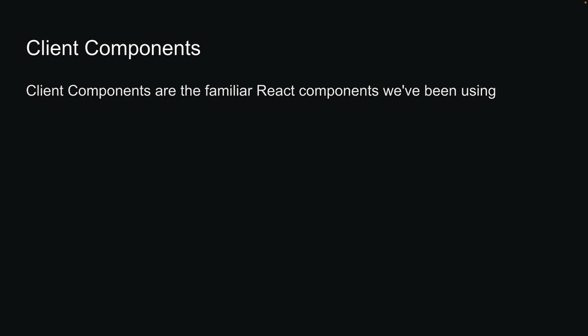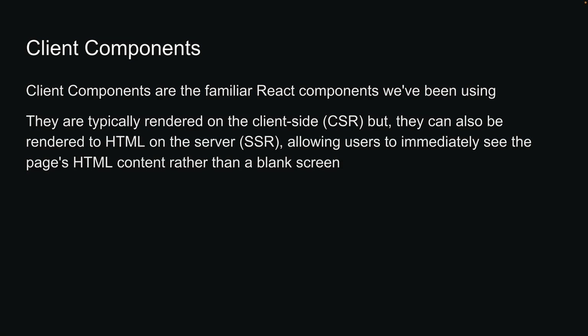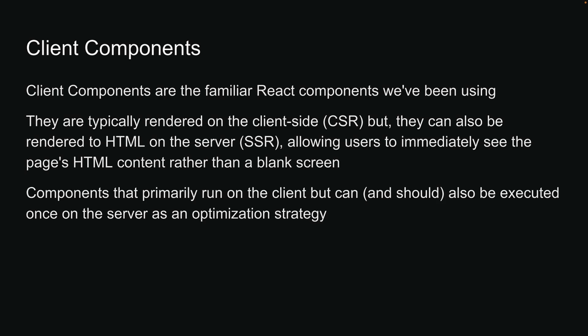Client components are the familiar React components we've been using and talking about in the previous rendering techniques. They are typically rendered on the client side, but they can also be rendered to HTML once on the server, allowing users to immediately see the page's HTML content rather than a blank screen. The idea of client components rendering on the server might seem confusing, but it is helpful to view them as components that primarily run on the client, but can and should also be executed once on the server as an optimization strategy.